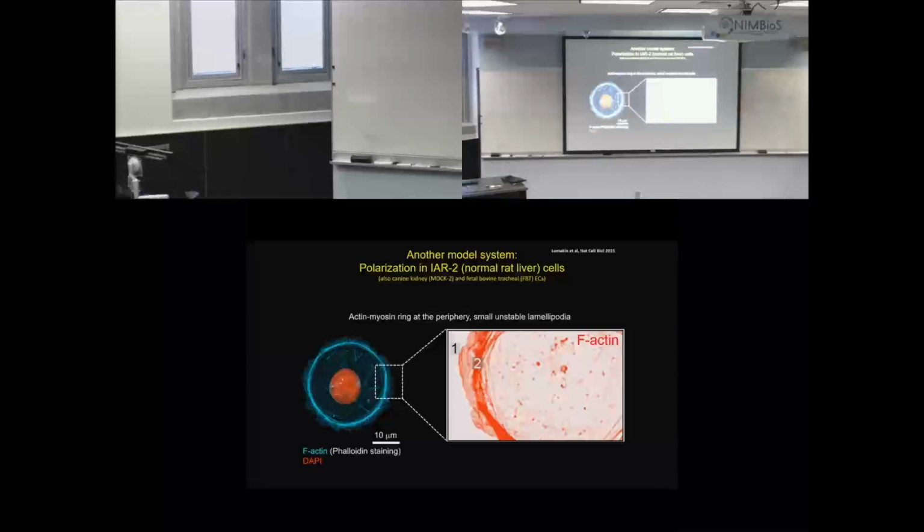And by the way, all of this is published. The first part of the talk was in PNAS last year, and this project is in Nature Cell Biology also last year. This time we worked with one of these rat liver cells. It's also an epithelial cell.